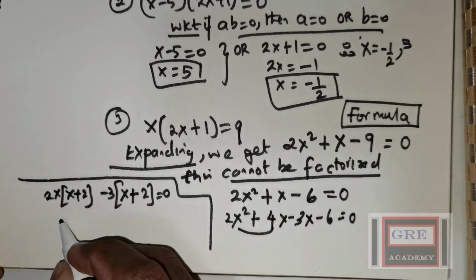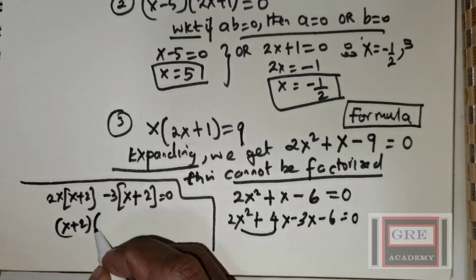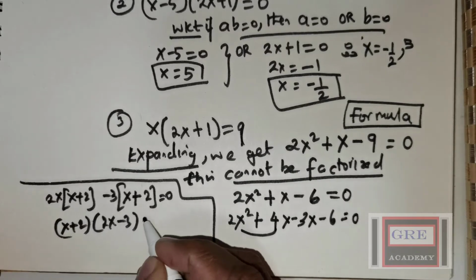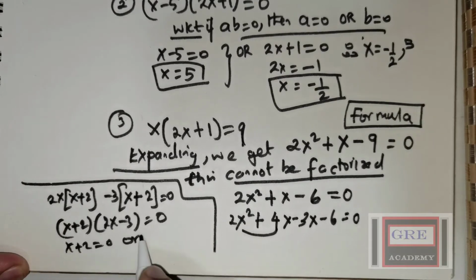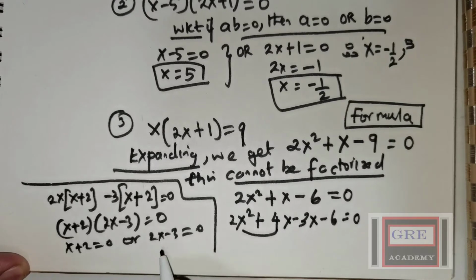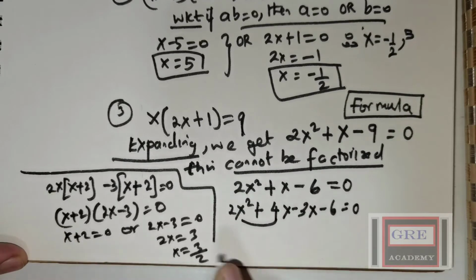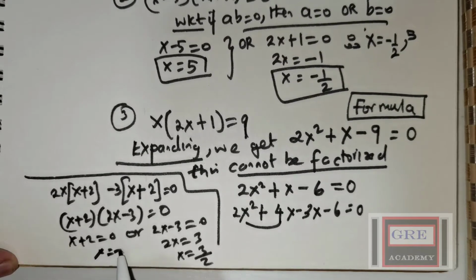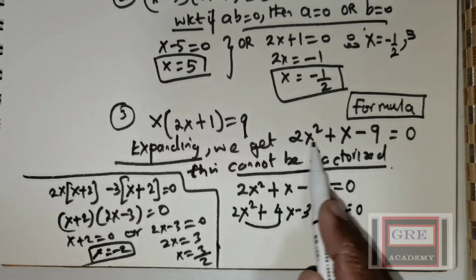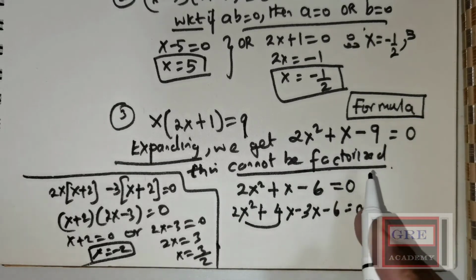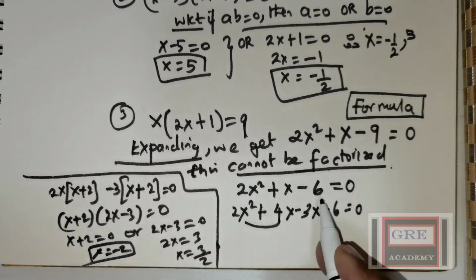So from here I can clearly take x positive 2 out and take 2x negative 3 out and equate it to 0. So from here x positive 2 is equal to 0, or 2x negative 3 is equal to 0. So from here 2x is equal to 3 and x is 3 over 2. So this is a solution. And from here x is equal to negative 2 is the solution. So because of the presence of the number 9, we cannot achieve the factorization for this equation. However, if 9 is replaced with 6, then factorization is possible for this particular question.